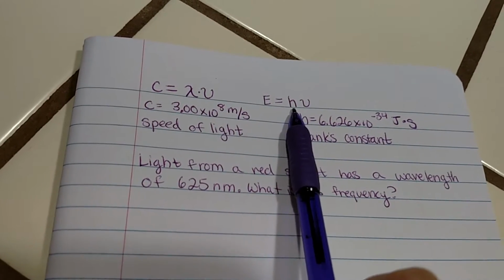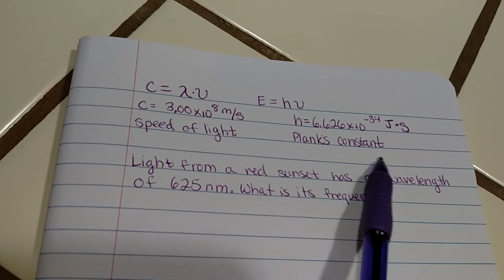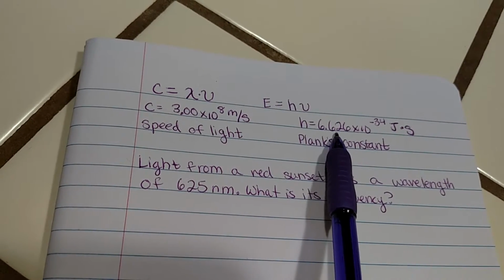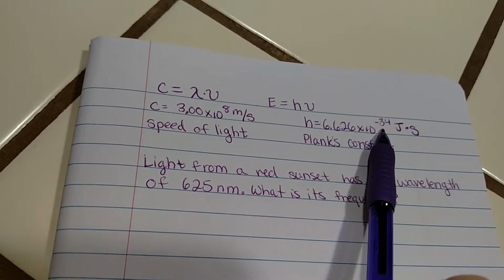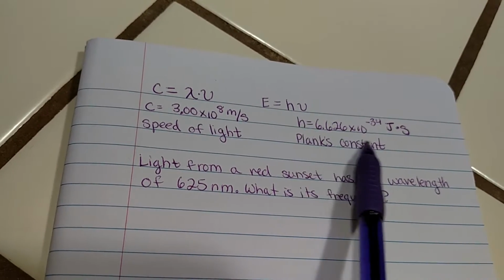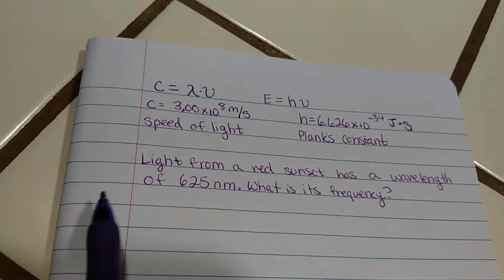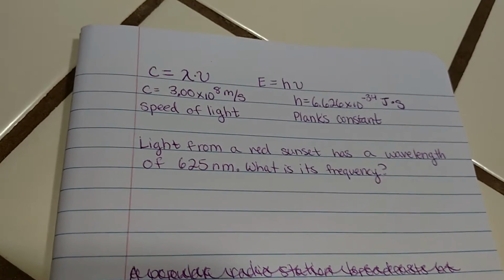And the other equation we have is that the energy of a photon of light is equal to what we call Planck's constant times that frequency. Planck's constant is 6.626 times 10 to the negative 34th joules per second. That's the amount of energy for every frequency of the wave. So we're going to take a look at a couple example questions.